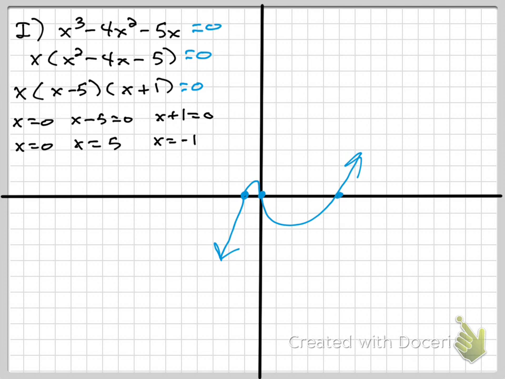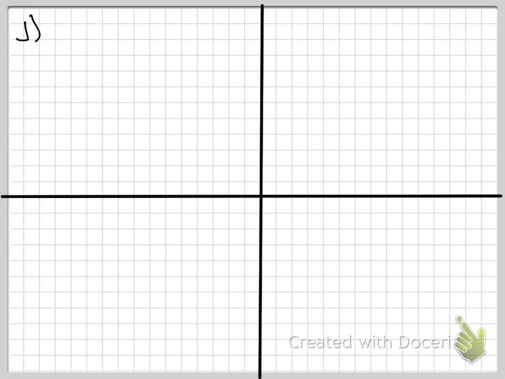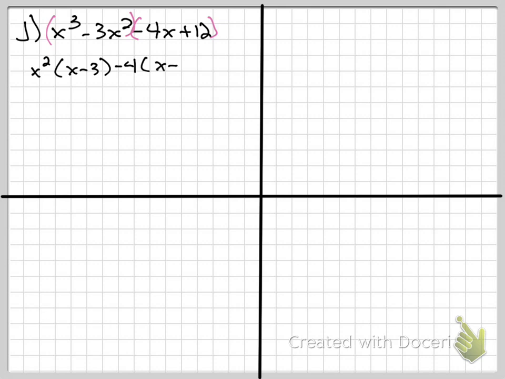And then last we have J here. X cubed minus 3x squared minus 4x plus 12. We can't combine any like terms there. We have 4 terms, so we will factor by grouping. Group, group, group, group. GCF of that first group is x squared. Leaves me with x minus 3. GCF of that second group is a negative 4, which leaves me with x minus 3. So I'll have x minus 3 times x squared minus 4 as my two factors.